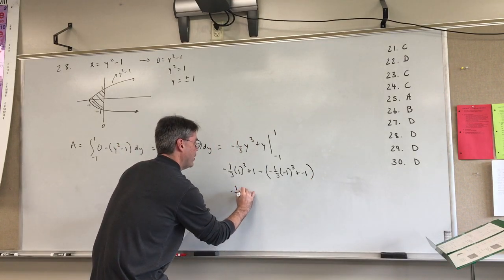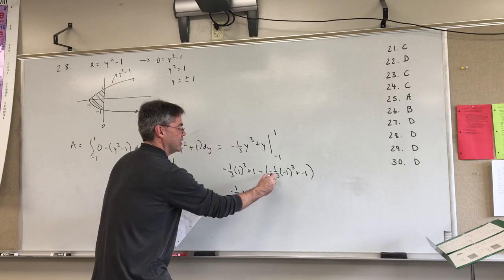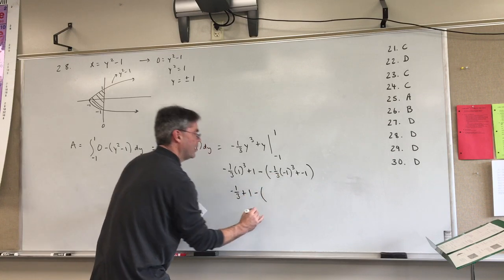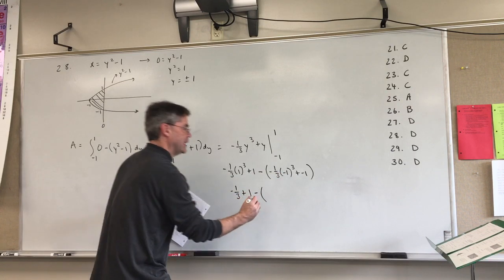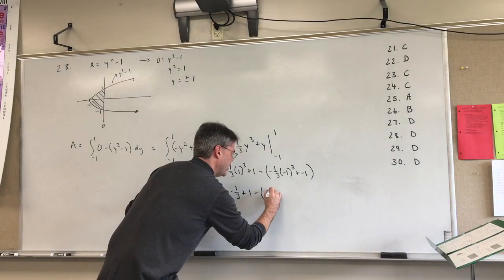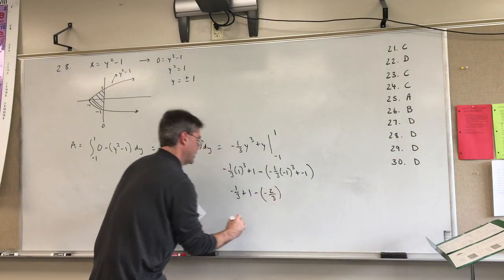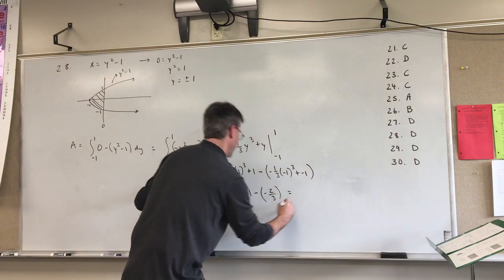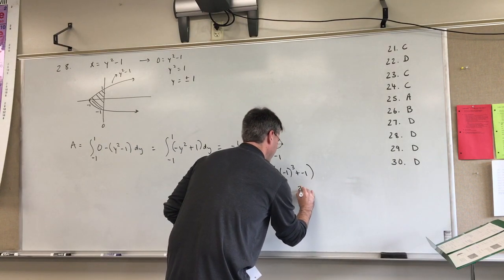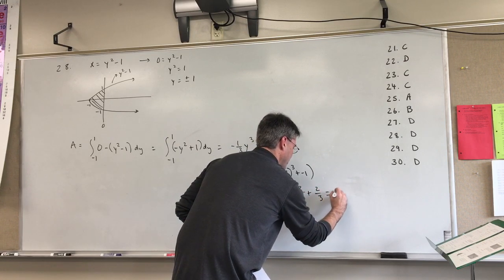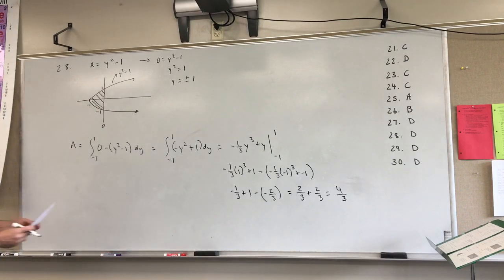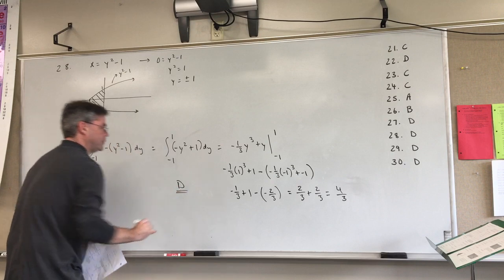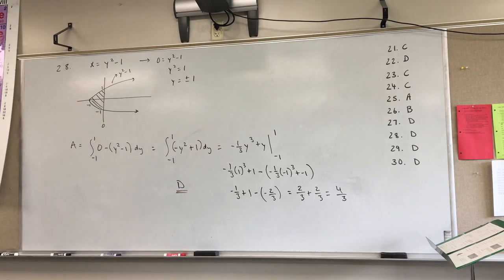Negative 1/3 plus 1, which is 2/3, minus negative 2/3. So that's 2/3 plus 2/3, which is 4/3. A lot of fraction work there. So that is D. You can do that. No question, that's one you can do.